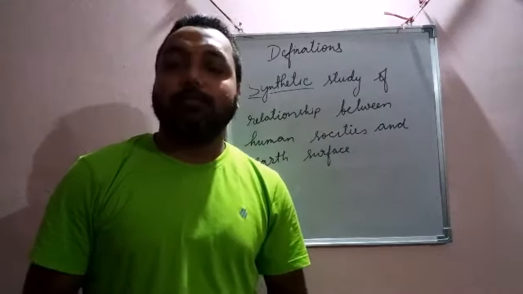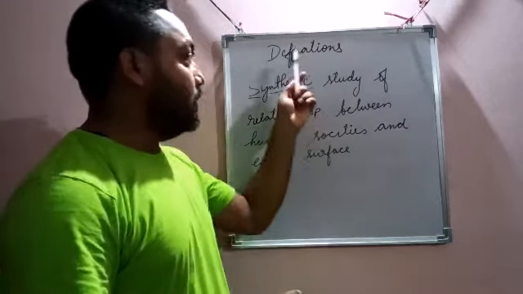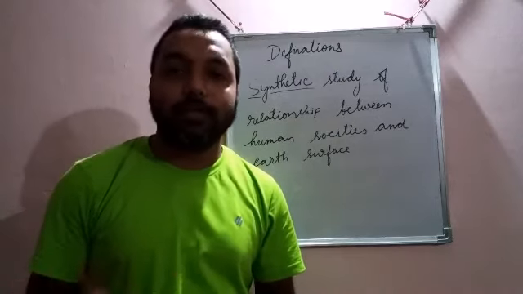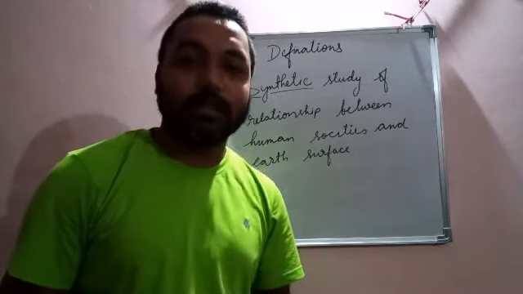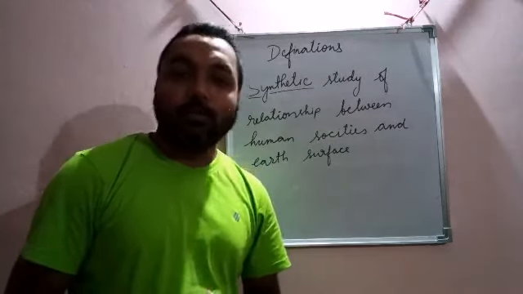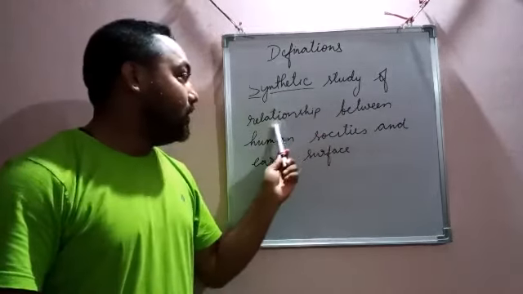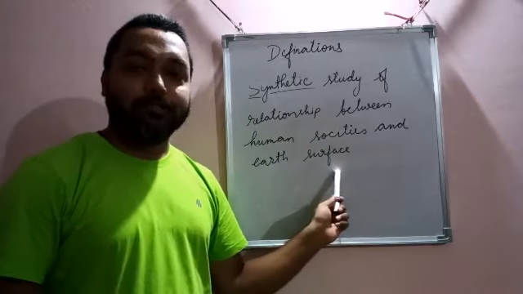Next, let us come to the definitions of human geography. Many geographers have defined human geography differently, but in the book only three important definitions are given. Here the first definition is given by Ratzel. Human geography is the synthetic study of the relationship between human societies and the earth's surface.